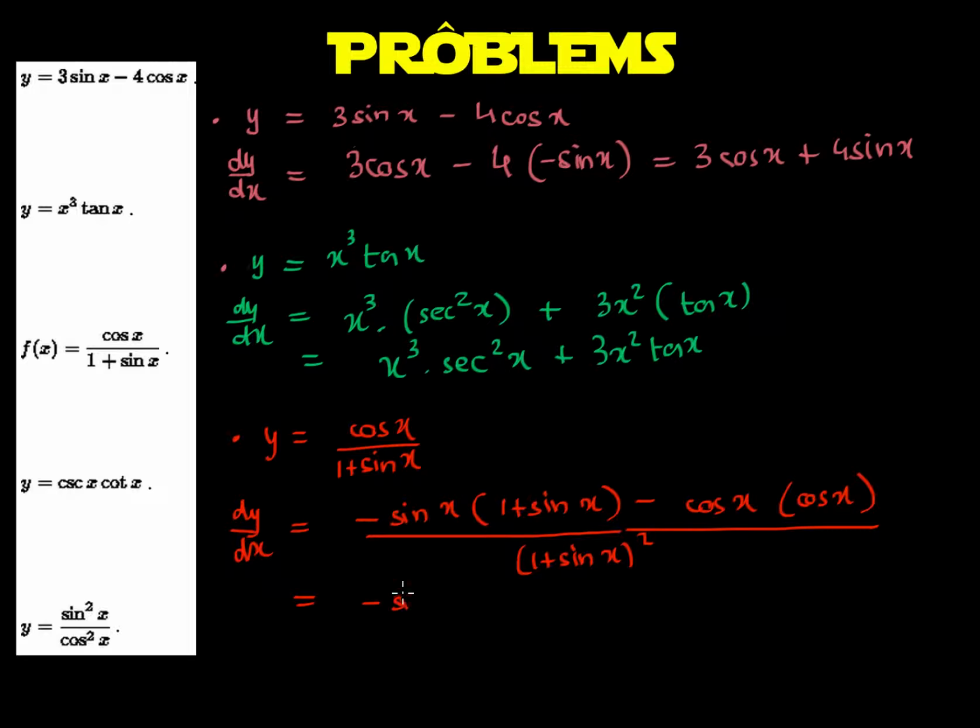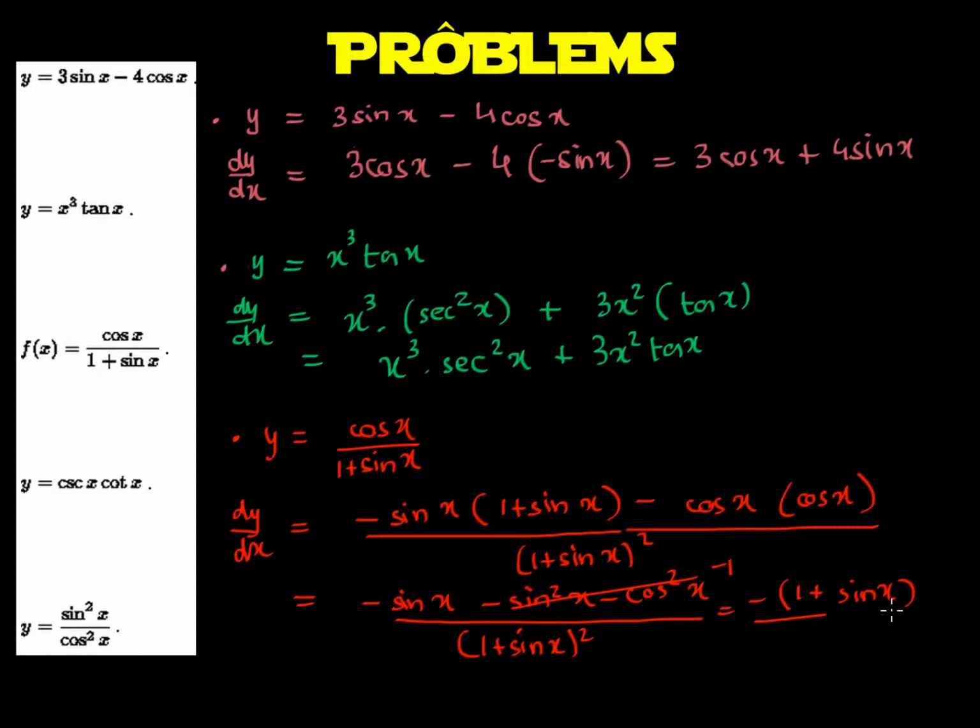And when we find that, minus sine x minus sine square x minus cos square x divided by 1 plus sine x whole square, and you know this has to be 1, this is simple, the trigonometric identity which we learned very early in the course. That's minus times 1 plus sine x divided by 1 plus sine x whole square, that's minus 1 divided by 1 plus sine x. I hope I haven't made any mistake.